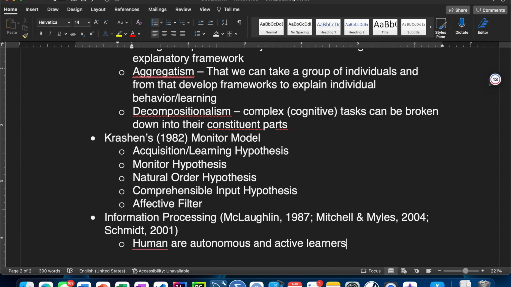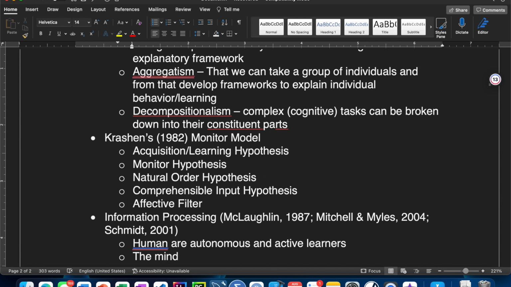This idea of humans being autonomous learners is that one, learning can happen without, or not learning, but acquisition can happen without conscious effort, but also that human agents have some sort of agency over the learning process and some sort of control over it.